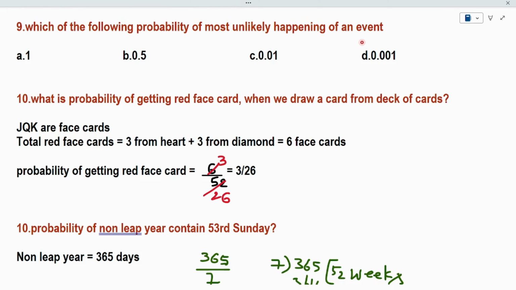If the probability is near to 1, this is most likely to happen, which means more possibility to happen. If near to 0, more possibility to not happen.